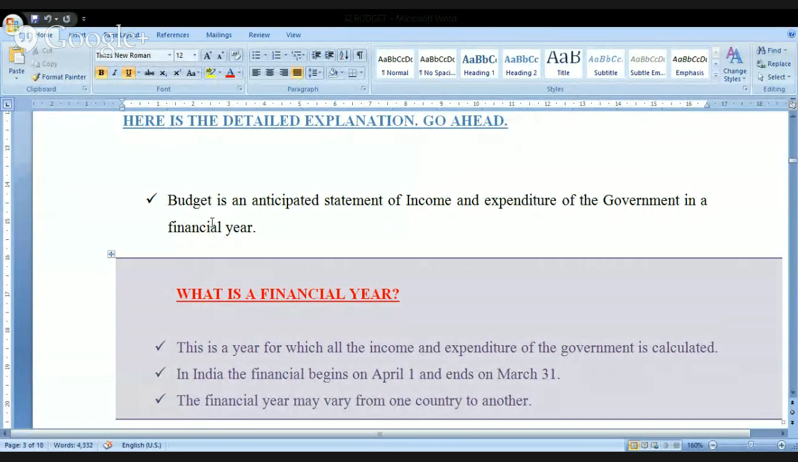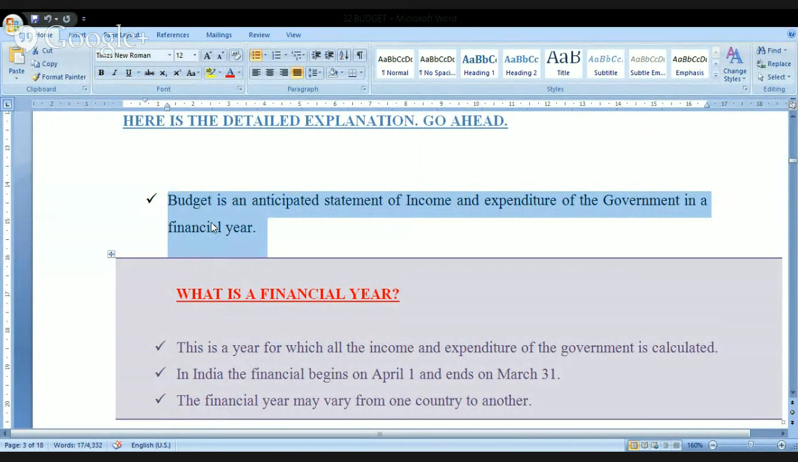So the definition we have given here: budget is an anticipated statement of income and expenditure of the government in a financial year. Look at this. So you need to have both income and expenditure to talk in terms of the budget. And whatever we are speaking about the budget, this budget is related exclusively to the government. Even every private industry, every household, every individual will have its own budget. But whatever we are discussing, that is exclusively related to the government.